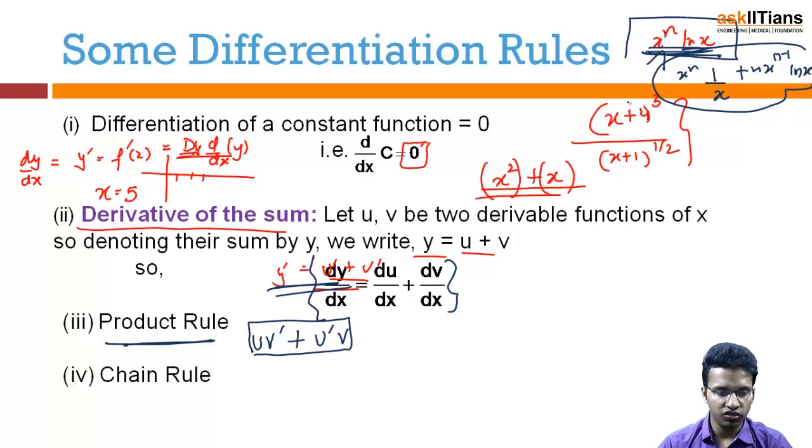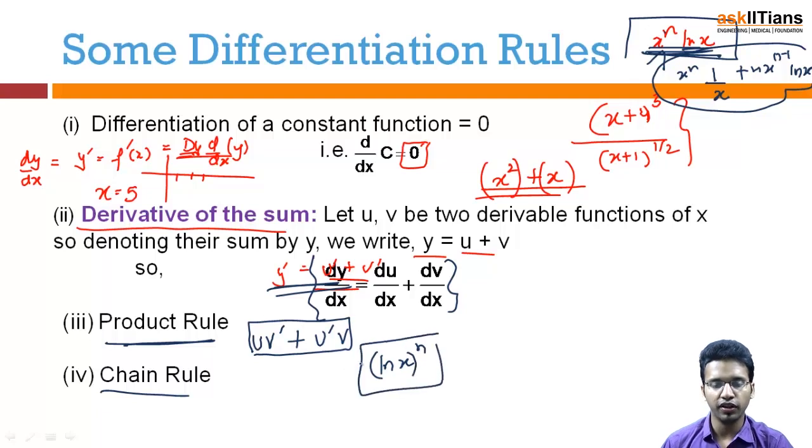Chain rule, again chain rule is a bit similar to this, but the only difference is that it's a function in function. So here what happens if I say ln x raised to power n, this is a perfect example. Chain rule will always involve a composite function. Now all of us know what a composite function is.